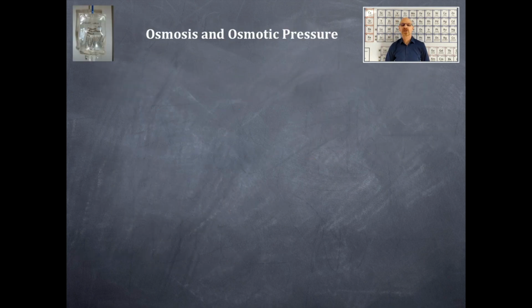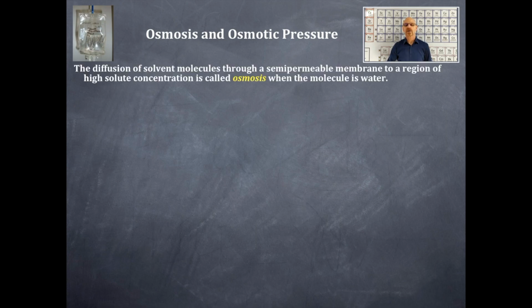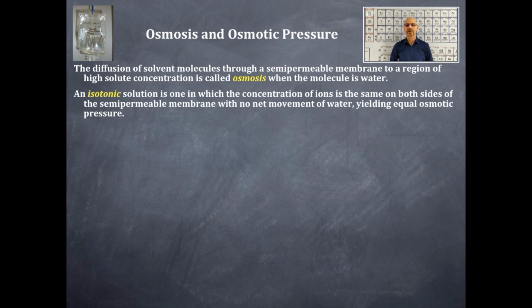So today we're talking about osmosis and osmotic pressure. The diffusion of solvent molecules through a semi-permeable membrane to a region of high solute concentration is called osmosis, when the molecule is water. An isotonic solution is one in which the concentration of ions is the same on both sides of the semi-permeable membrane, with no net movement of water, yielding equal osmotic pressure. That is, the water molecules do move back and forth, but no net movement of water.